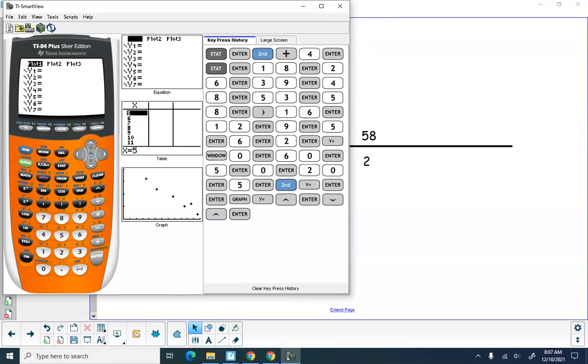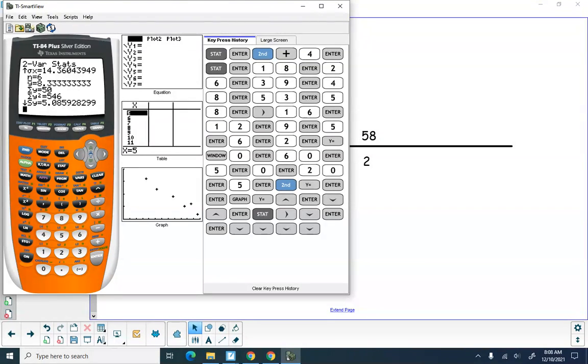Or if we hit our stat button and go to calculate, we've only used option number 1, one variable statistic. But now we have two variable statistics. So let's go down to 2 variable statistics and hit enter, and hit enter one more time. What you will get is our x bar, our sigma x, and if I keep using my down arrow, I get my y bar, and all these values that I want.